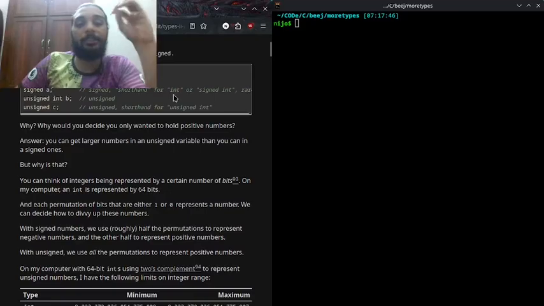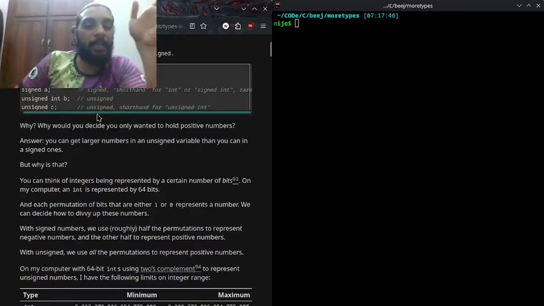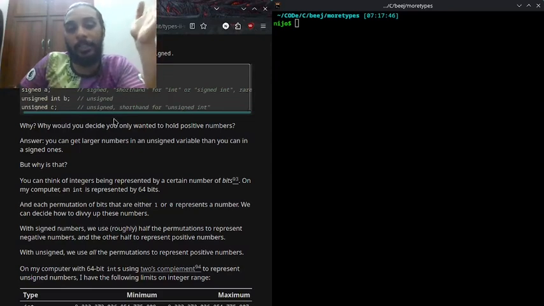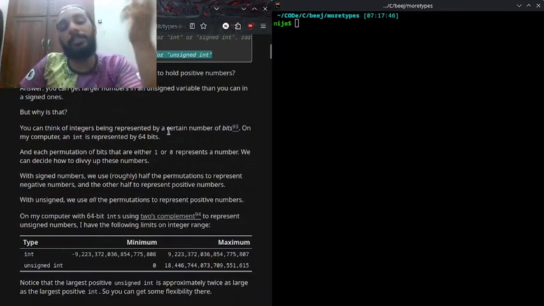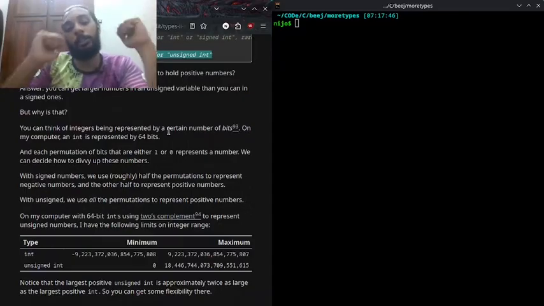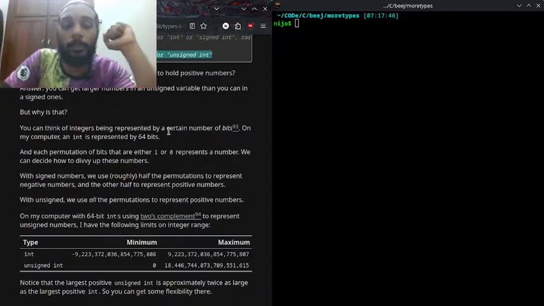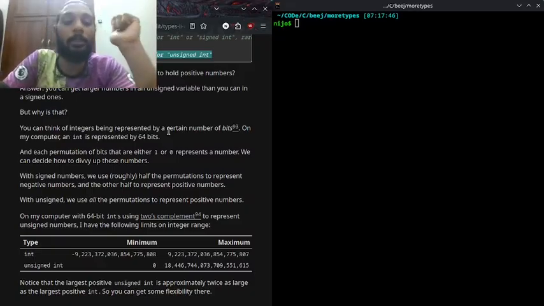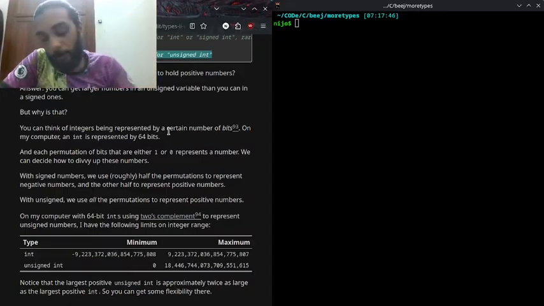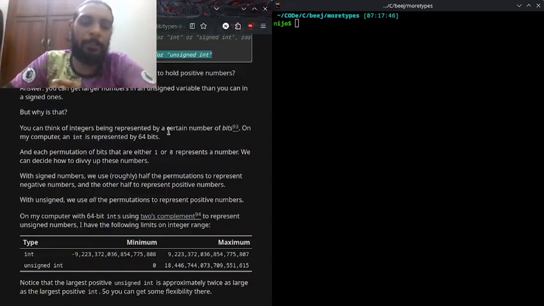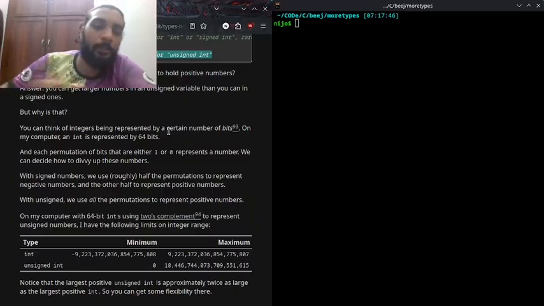Int a is signed, signed int a, signed itself. Signed a is shorthand for int, or unsigned int, unsigned int and unsigned char. Why? Why would you decide you only wanted to hold positive numbers? Answer: you can get larger numbers in an unsigned variable than you can in a signed one. But why is that? You can think of integers being represented by a certain number of bits.